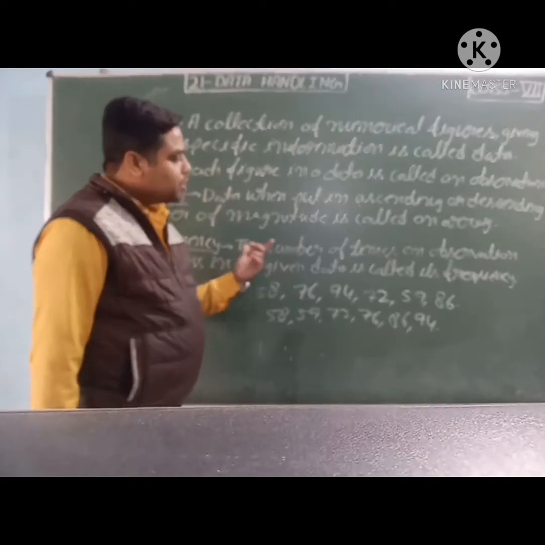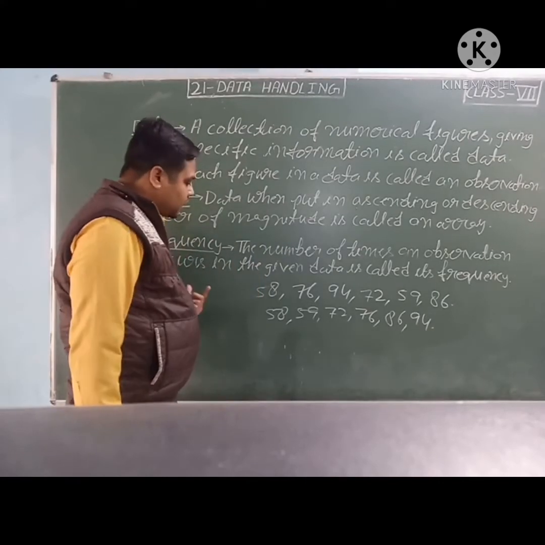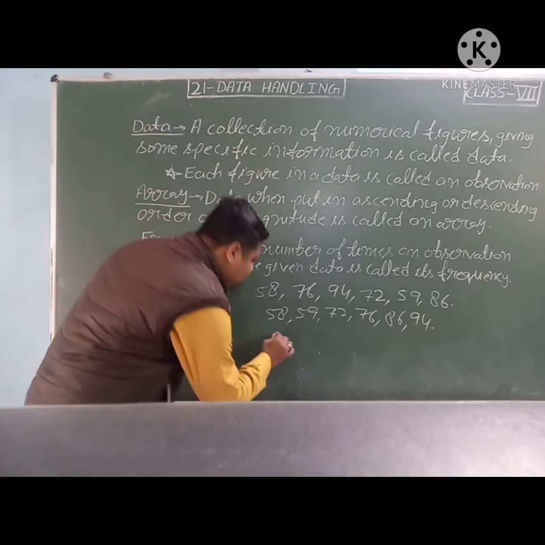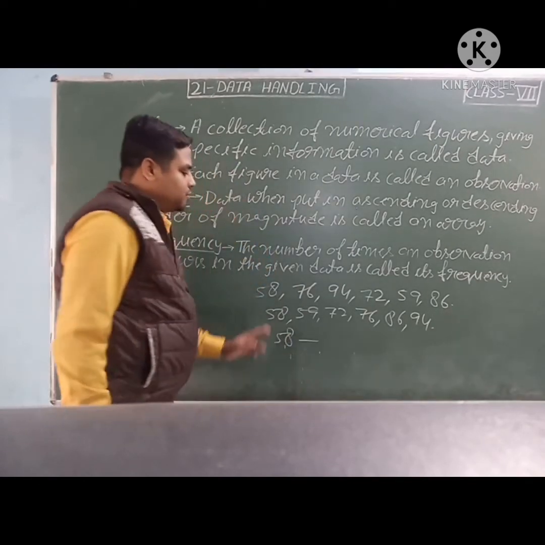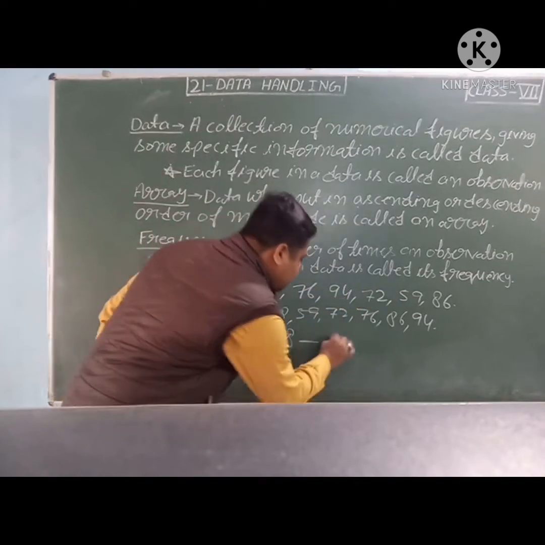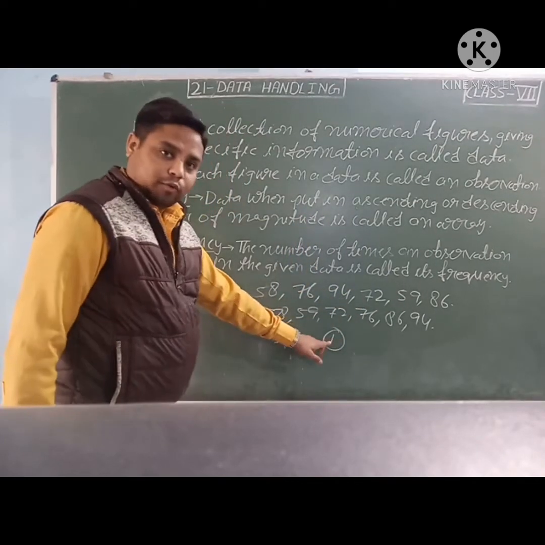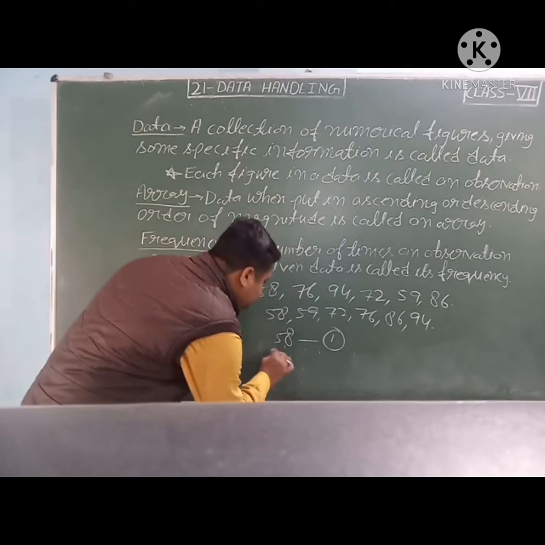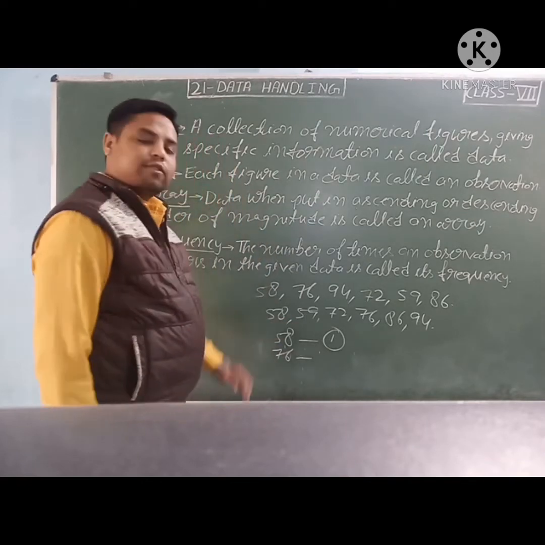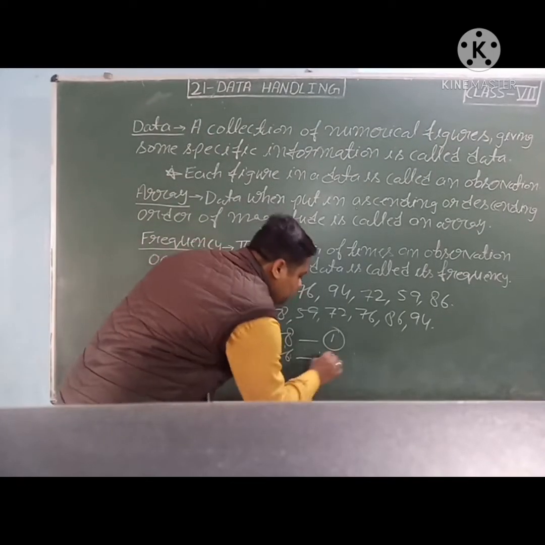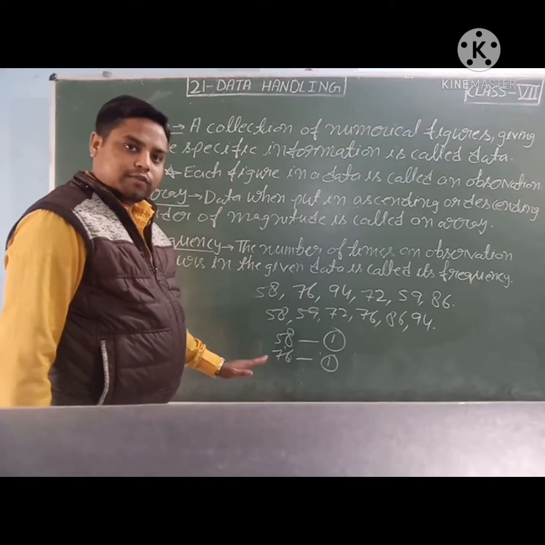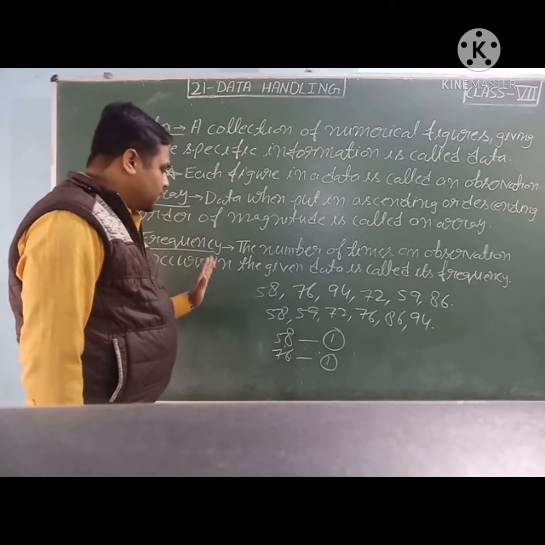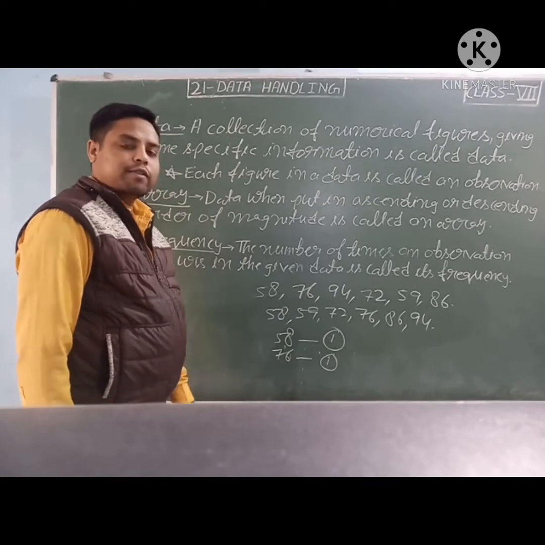Frequency, the number of times an observation occurs in the given data is called its frequency. So 58 is observation. How many times is it coming in this data? One time. So one is the frequency of 58. Then 76. How many times is 76 coming? One time. So 1 is the frequency of 76.